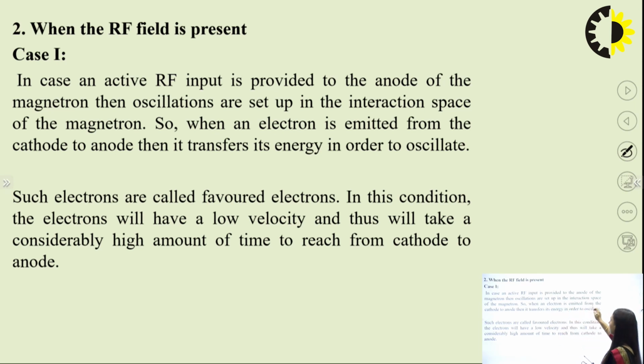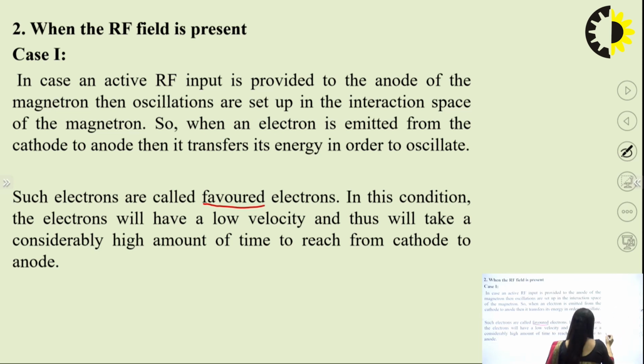When an electron is emitted from the cathode to the anode, then it transfers its energy in order to oscillate. So the electron which is coming out from the cathode will now interact with the oscillations which are produced by the RF input signal from the anode, and because of this interaction, the electron will transfer its energy to the interaction space and move to the anode. Such electrons are called favored electrons, right. In this condition, the electron will have a low velocity and thus will take a considerably high amount of time to reach from cathode to anode.